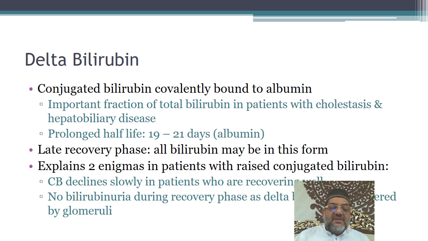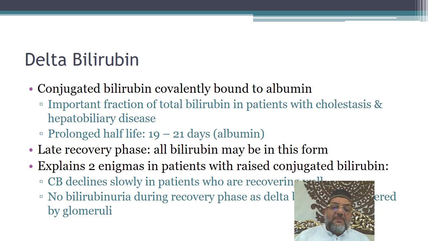It explains two enigmas in the patient with raised conjugated bilirubin. Conjugated bilirubin declines slowly in patients who are recovering from acute hepatitis, and there is no bilirubinuria during the recovery phase, and this is because it is an albumin bound bilirubin which cannot be filtered by the glomeruli.